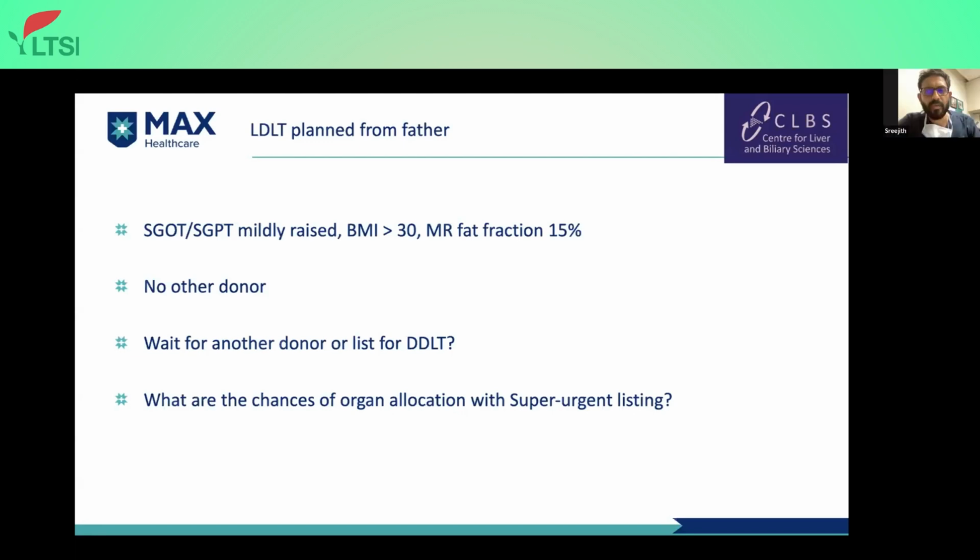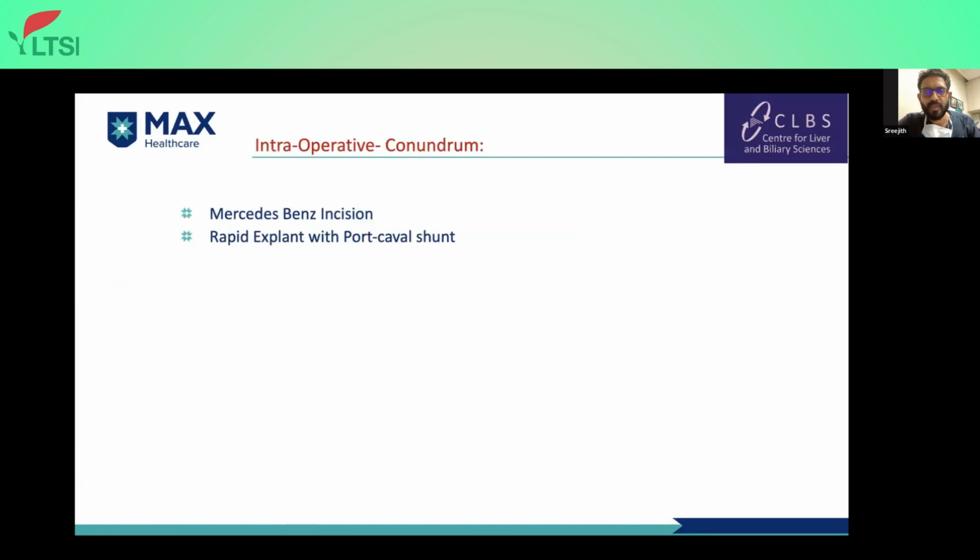Next slide, please. In this case, because the child was critical and a left lobe was planned, we proceeded with surgery. The plan was to go for a rapid explant with the porto-caval shunt, which we did. And interestingly, what Dr. Abhideep has just mentioned, our anesthetist pointed out that the child had a mid-dilated pupil which was non-reacting.